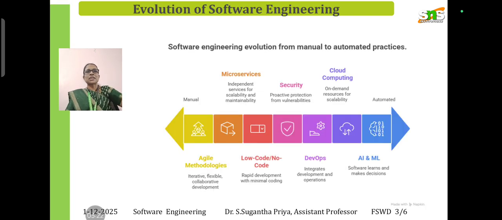So next is the evolution of software engineering. This slide shows how software engineering has evolved from manual or rigid practices to modern, automated, and intelligent approaches. The arrow represents a clear transition from traditional development methods to advanced technologies. So first is a manual development, that is a traditional approach. In early stages, software development was mostly manual. The code was written, tested and deployed by hand. Limited tools and automation was done and development cycles were slow and error prone.